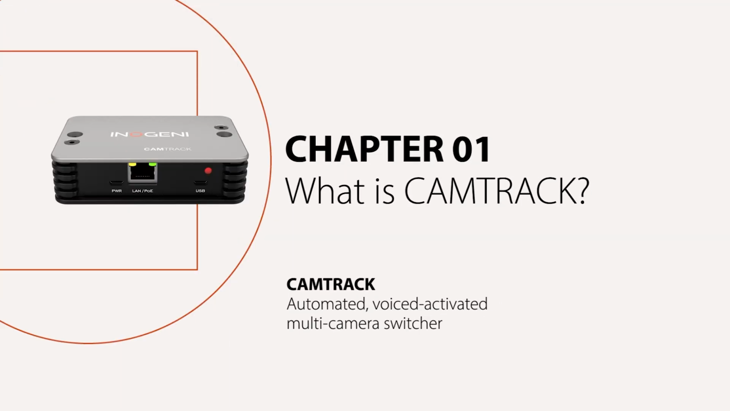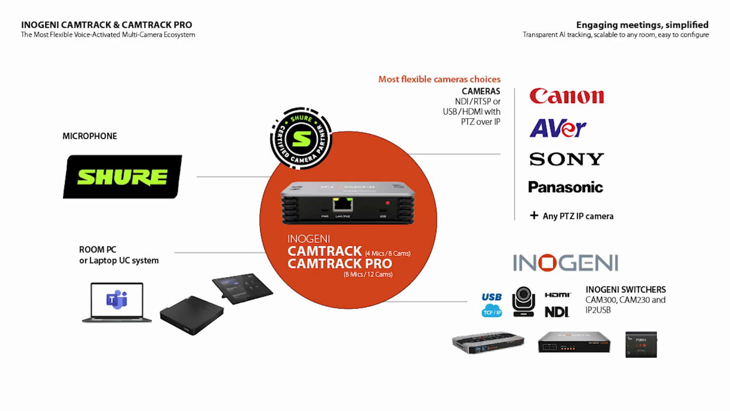Chapter 1. What is CamTrack? CamTrack is a standalone module that uses real-time data from Shure microphones to automatically control and switch up to 8 PTZ cameras for the standard version and up to 12 PTZ cameras for the CamTrack Pro version. This smart device allows every small, medium, or large room to offer broadcast-style video capture without an operator.